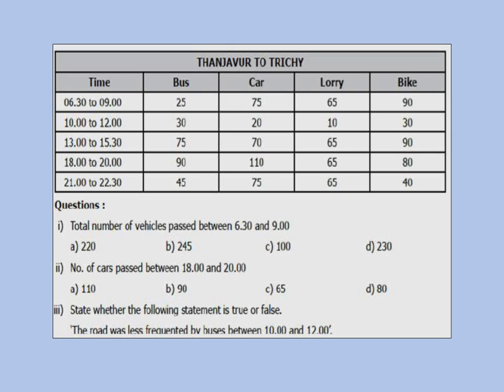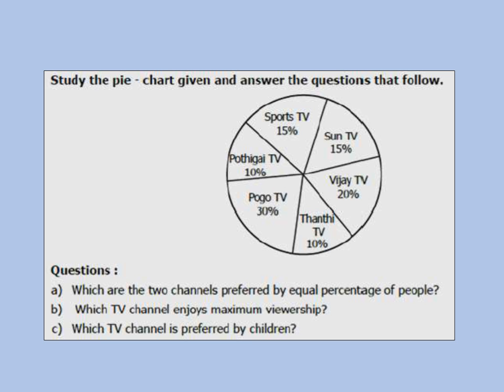State whether the following statement is true or false. The road was less frequented by buses between 10 and 12. No. 6:30 to 9 is the less frequented by buses, isn't it? So we have to give the answer false.